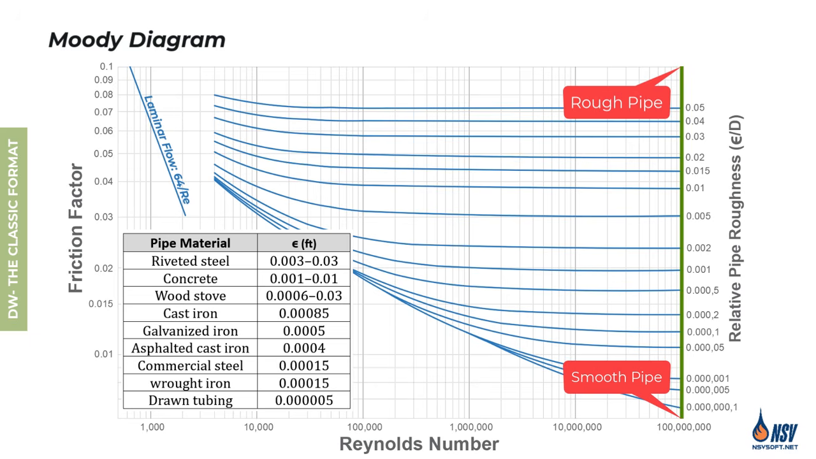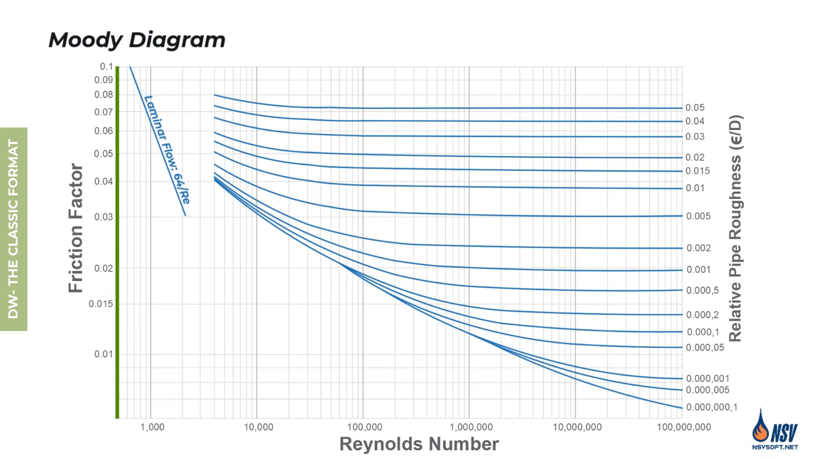For each epsilon over D ratio, there is a corresponding curve on the graph. If we calculate a value and there is no exact curve printed for it, we can simply use interpolation to estimate where that curve would be. Finally, on the left vertical axis, we have our destination, the friction factor. To find the friction factor, we just follow 3 steps.